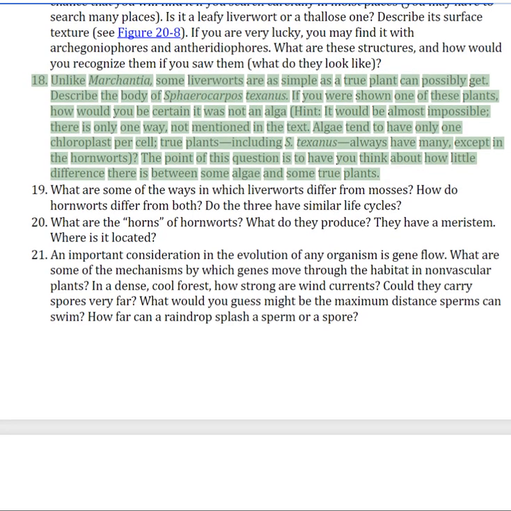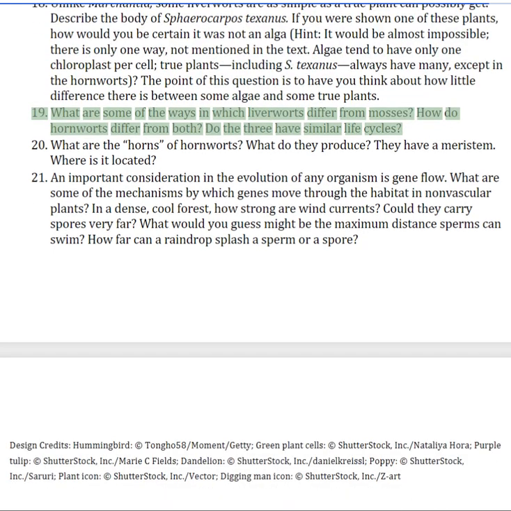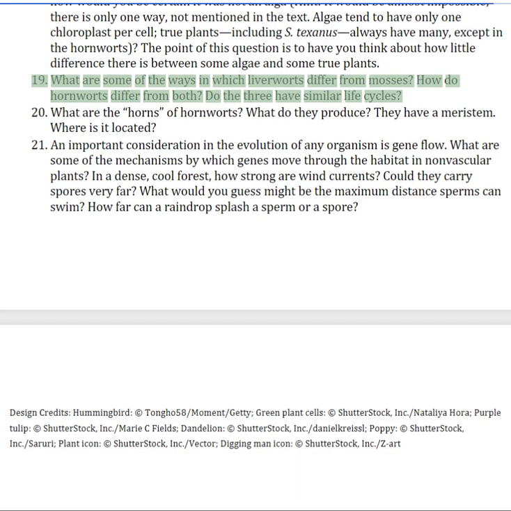18. Unlike Marchantia, some liverworts are as simple as a true plant can possibly get. Describe the body of Sphaerocarpos texanus. If you were shown one of these plants, how would you be certain it was not an alga? The point of this question is to have you think about how little difference there is between some algae and some true plants. 19. What are some of the ways in which liverworts differ from mosses?